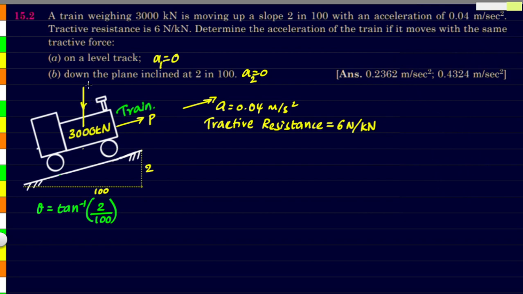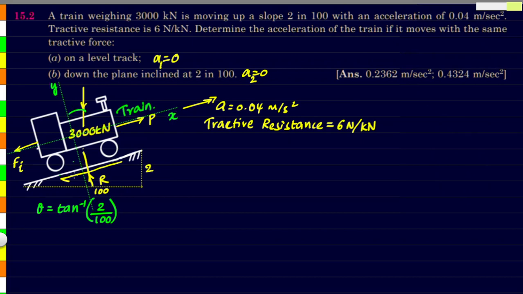acting on it. Weight will be acting downwards, normal reaction will be acting perpendicular to the slope, and the tractive force, the resistance, will be acting parallel to it. And of course there will be an inertia force acting opposite to the direction of acceleration. For reference purpose, we'll be taking this perpendicular line as y-axis and this parallel line as x.